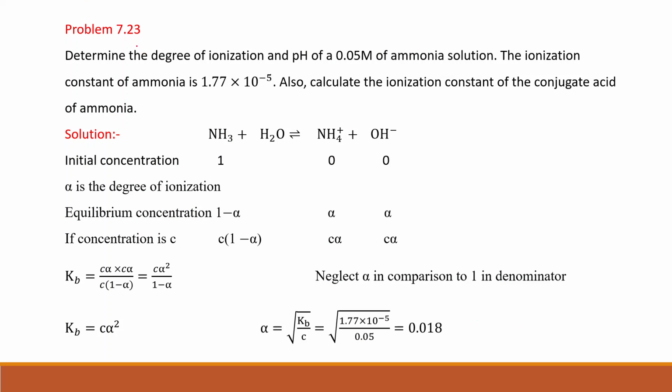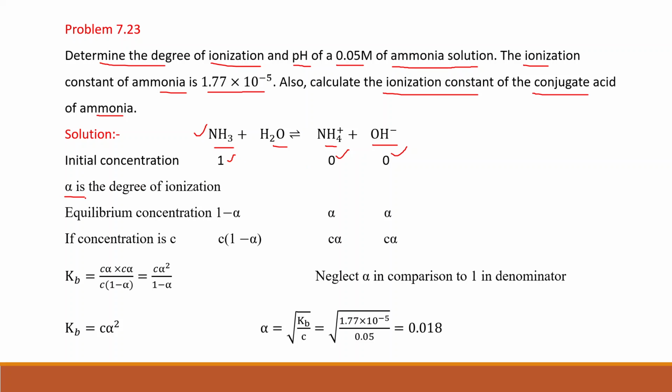Now problem 7.23. Determine the degree of ionization and pH of a 0.05 M ammonia solution. The ionization constant of ammonia is 1.77 into 10 to the power minus 5. Also calculate the ionization constant of the conjugate acid of ammonia. First write the ionization equation: NH3 plus H2O converting into NH4 plus and OH minus ion. Initial concentration: this is 1, then this is 0, this is 0.